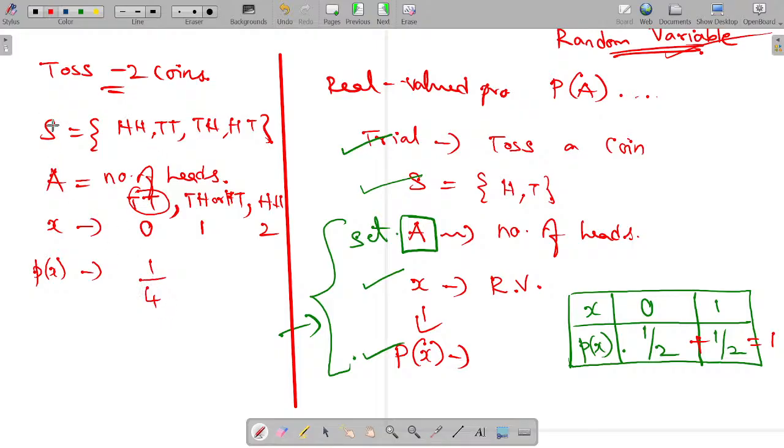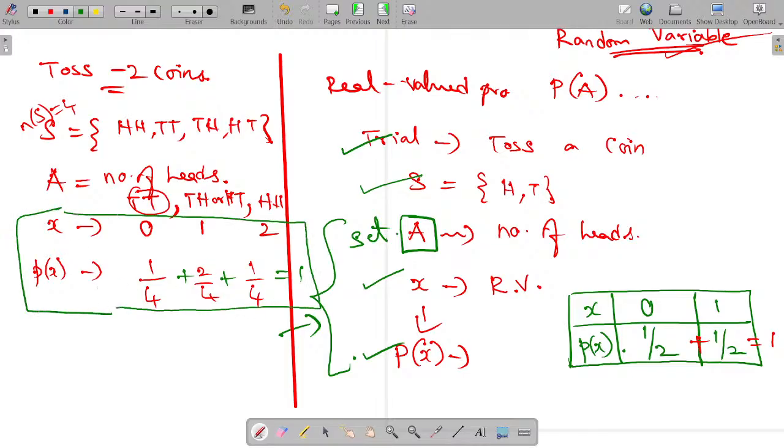Totally 4 events, n of s value is 4, and 1 is favorable to you. And over here, you get 2 by 4, 1 by 4. And you have to check the total probability is equal to 1. It has to be 1. Okay. So this is the random variable table. You can do it for any number of values, but it has to go with the definition like 2 coins, 3 coins, dice, and all. Okay. So this is one concept.